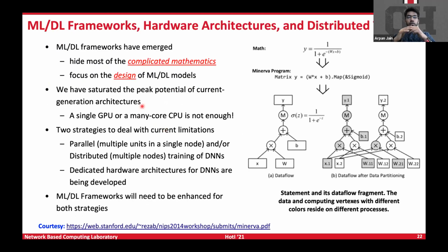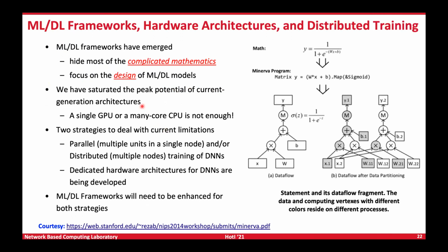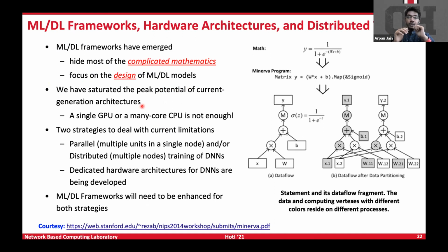Over the years, a lot of machine learning and deep learning frameworks have emerged. The main objective of a machine learning or deep learning framework is to hide the complicated mathematics. As we all know, in deep learning, as well as in machine learning, we have some complicated mathematics. So how can we train the model without having to implement all of these complex mathematical functions?